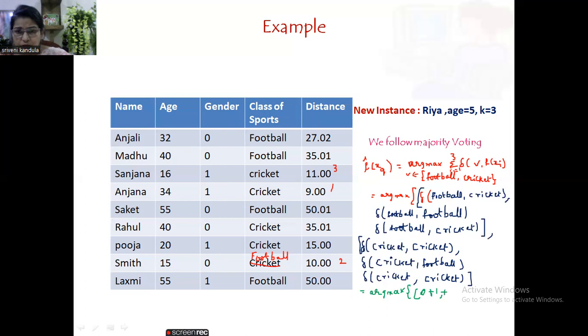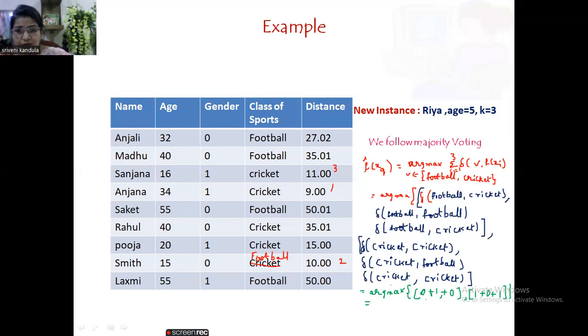Next, football, comma cricket, A is not equal to B, so it becomes 0. Next, delta of cricket, comma cricket, it is the same, so we'll mark it as 1. Cricket, comma football, different, so the delta value is 0. Cricket, comma cricket, A is equal to B, so the delta value is 1. Now if I see, this will give a value of 1. This will give us a value of 2. So 2 is the maximum one.